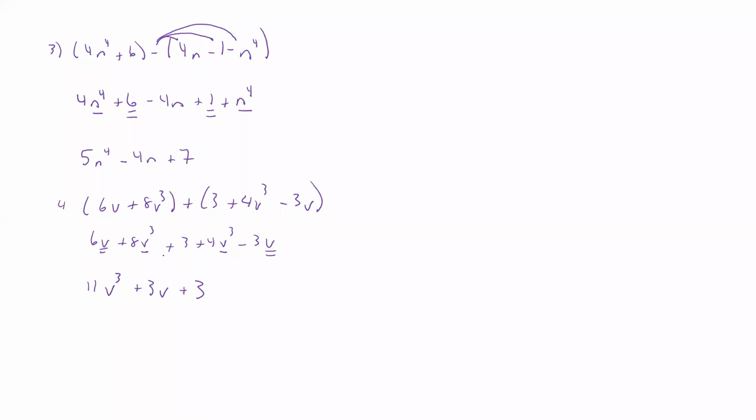All right, so that's a 12, not an 11. So 8 plus 4, I must have been looking at the 3 next to it. So 8 plus 4 is 12, v cubed, and then plus the 6 minus 3 is 3, and then plus 3. All right, so that looks good. Okay, so let's do another one. Let's do one where we have a lot more terms we have to look at adding together.